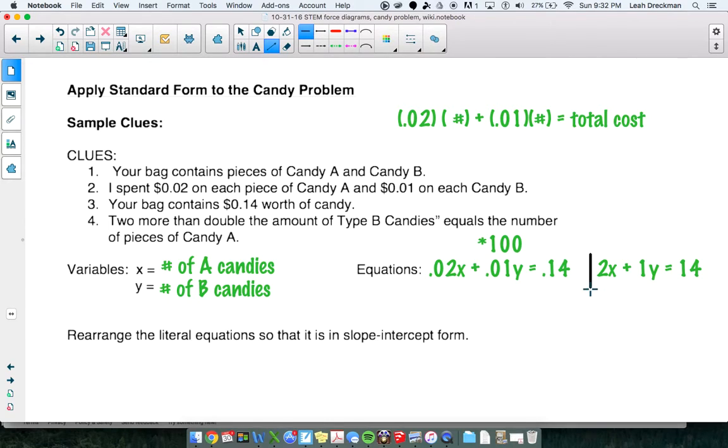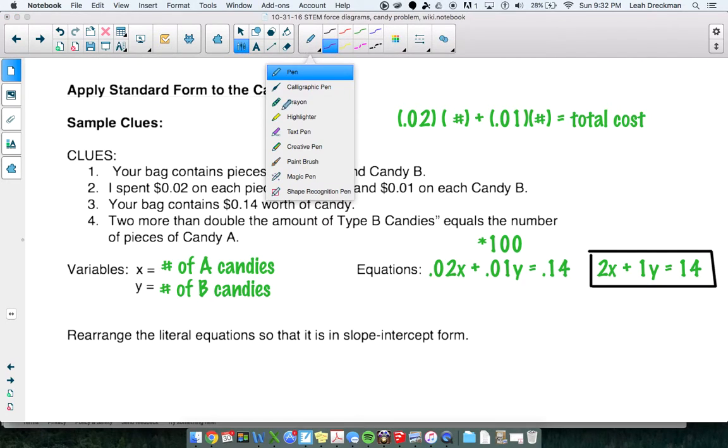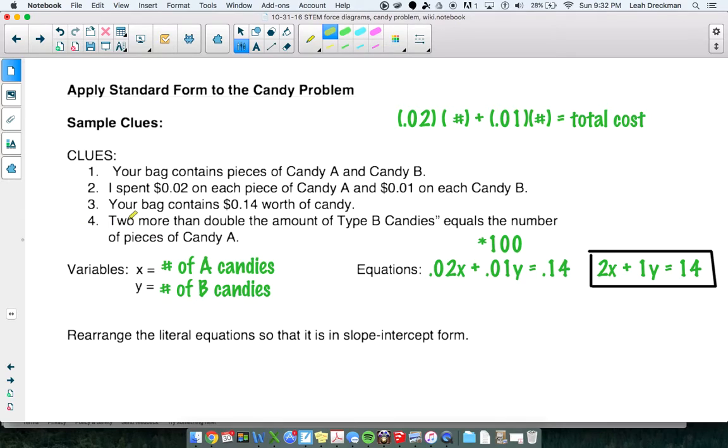Notice this is in standard form. And so here's a situation where standard form was a lot easier to work with because we didn't know just one slope. We knew 2 rates. We knew the total amount. So this is a perfect time for standard form.